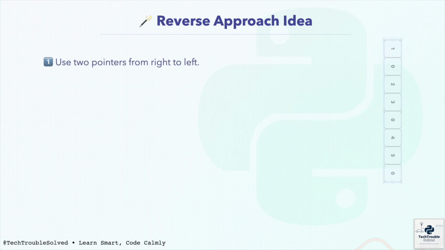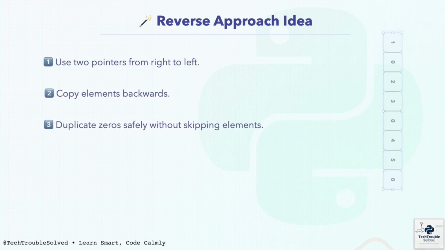So here is the smart move. Instead of moving forward, we process the array backward. We will use two pointers, both starting from the end. One pointer reads the elements and the other writes them to their final positions. This way, we can safely duplicate zeros without overwriting anything. When we move backward, everything stays stable. No skipping, no confusion. Let's see this in action.